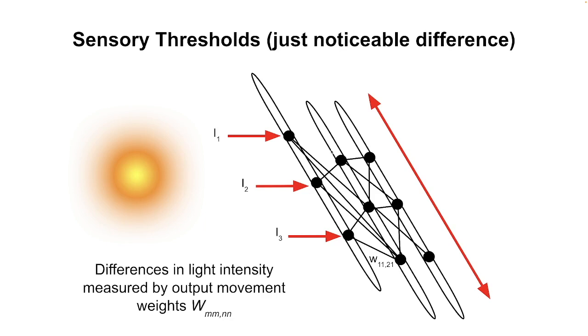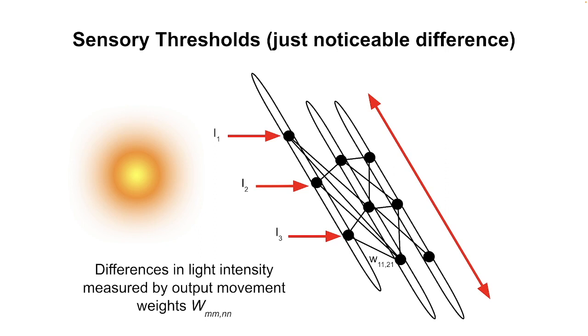We can also look then, when we're talking about environmental inputs, at sensory thresholds or just noticeable differences. This is another core attribute of psychophysics. This describes differences in light intensity, for example, measured by output movement weights. So what this means is that you have a light source. And again, I have the sun there, but you're going to probably have it attenuated by the water column. These light sources are going to come into the different points at different intensities.